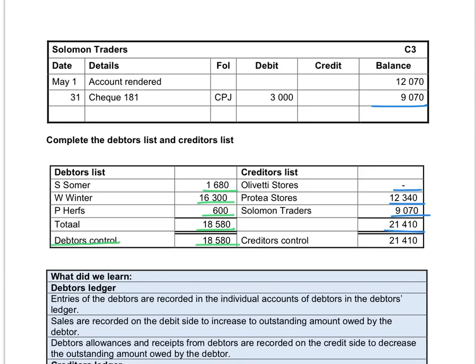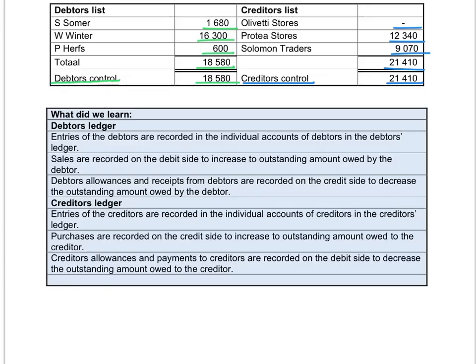And if we compare this with the creditors control account in the general ledger, we will see that it is the same balance. It must be the same balance because the creditors control is a summary of all the total purchases, total returns, and total payments, while the individual amounts was posted to the individual accounts of our creditors.